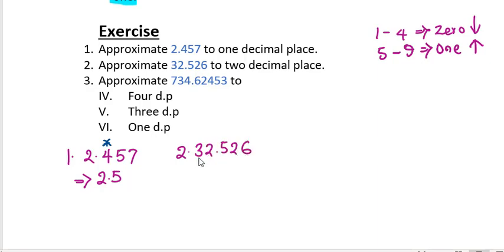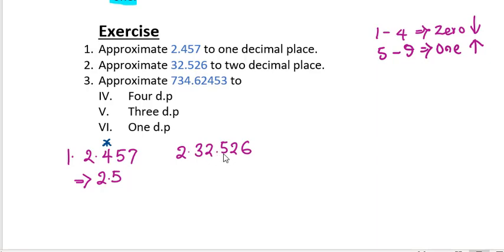32.526. When you want to pronounce decimal numbers, the whole number part before the decimal point should be pronounced once. So 32 point, then this is not 526, this is 5, 2, 6. Now how do I know how many decimal places I have here? The numbers after the decimal point.